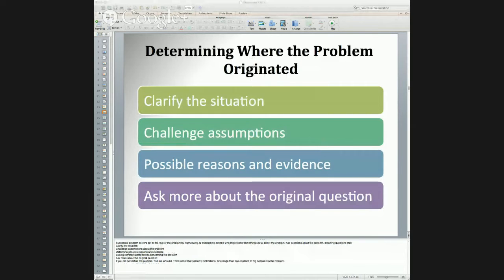So let's start with the first one, and that is determining where the problem originated. Successful problem solvers get to the root of the problem by interviewing or questioning anyone who might know something useful about the problem. Ask questions about the problem. Include questions such as clarifying the situation, challenging assumptions about the problem, determining possible reasons and evidence, and exploring different perspectives concerning the problem. Ask more about the original question. If you did not define the problem, find out who did. Think about the person's motivations, and challenge their assumptions to dig deeper into the problem.